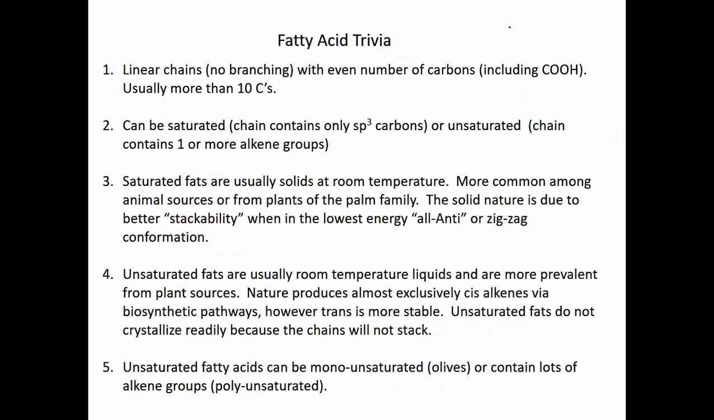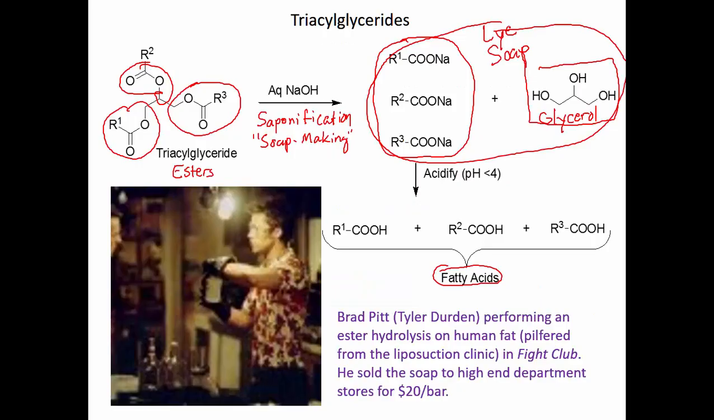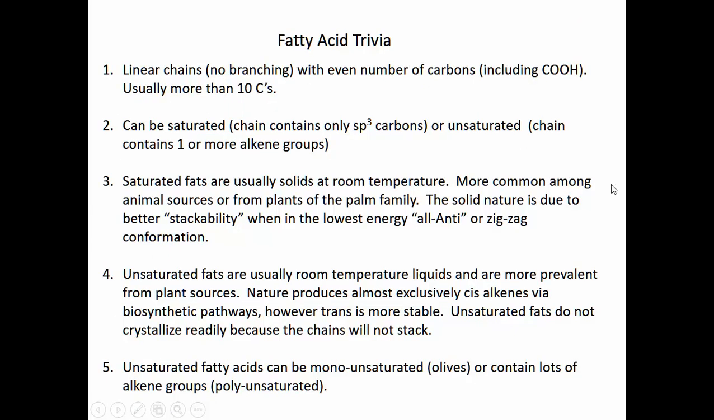All right, so let's look at some trivia about fatty acids. Okay, and these are these compounds that we see down here. Okay, so let's look at some of the facts about them. All right, so they typically contain linear chains, no branching, and they also contain an even number of carbons, including the COOH group, and there's usually more than 10 carbons. We'll talk about why they have to have an even number of carbons when we look at their biosynthesis. They can be saturated. That means that the chain contains nothing but sp3 carbons, or they can be unsaturated. That means the chain would contain one or more alkene groups.